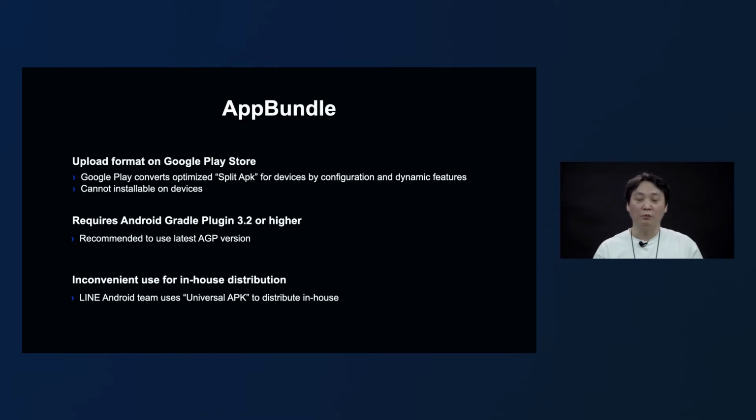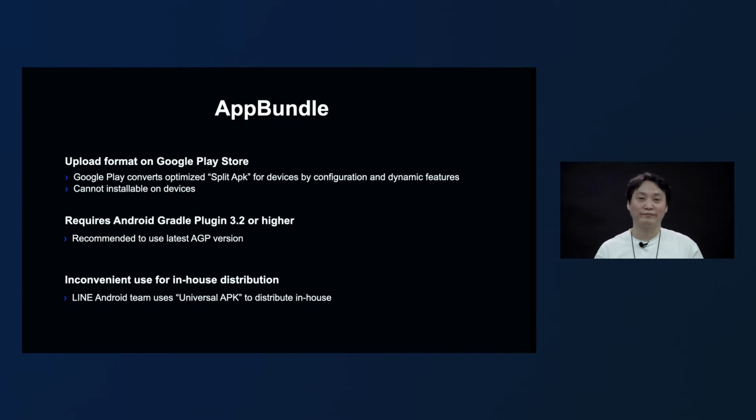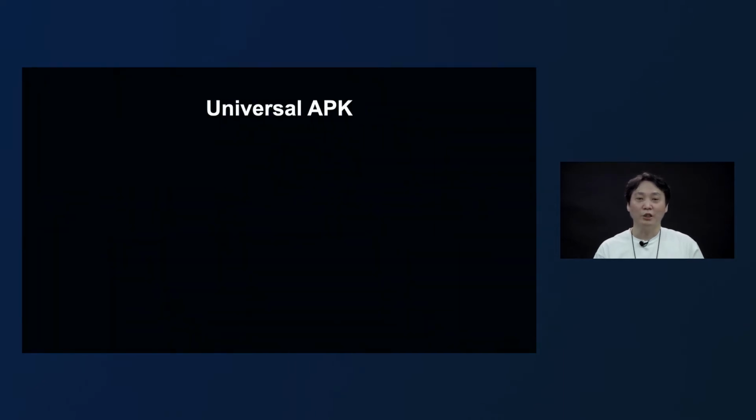However, it can only be installed on a real device through Google Play, and if you use Bundle tool, you can convert to split APK without going through Google Play Store, but it is very inconvenient to use. So AppBundle itself is not so suitable for in-house distribution, so that's why Line Android team distributes in a format called Universal APK instead of AppBundle.